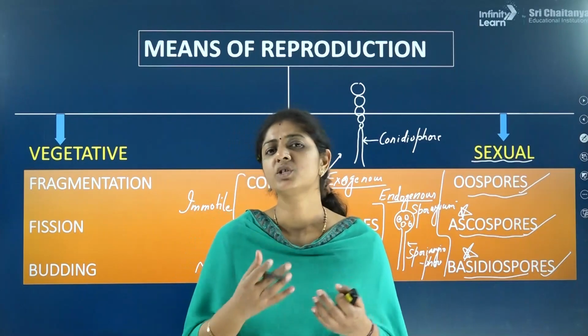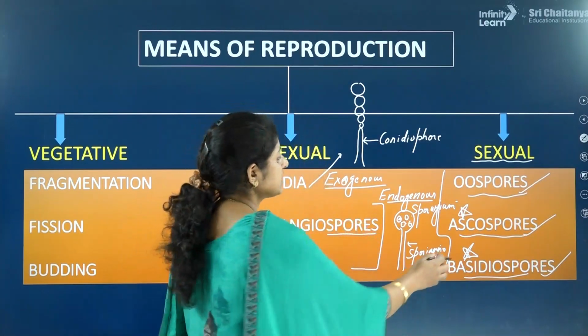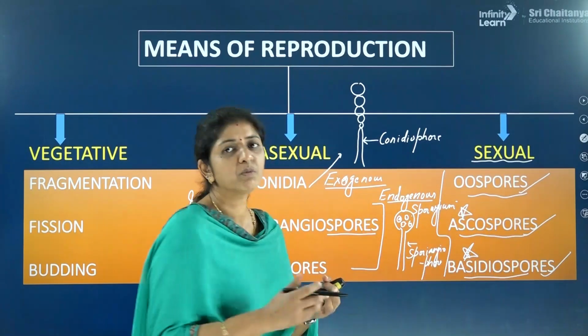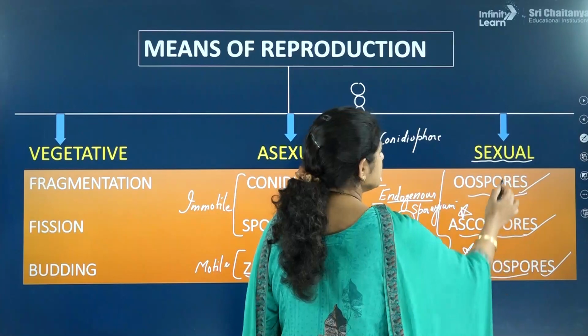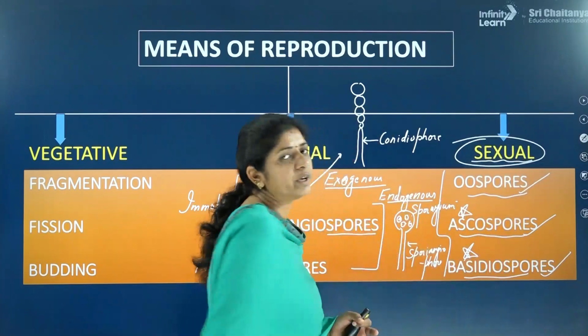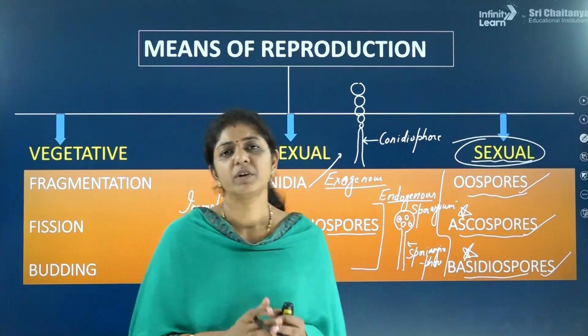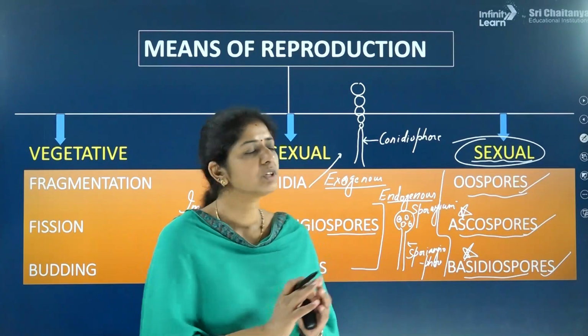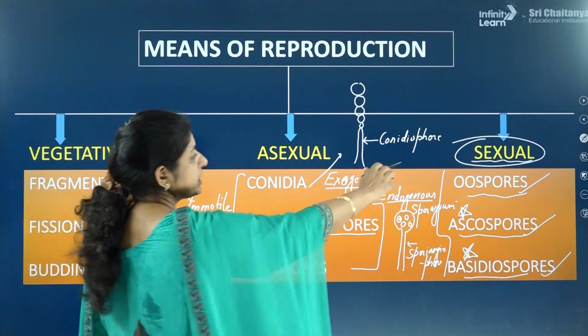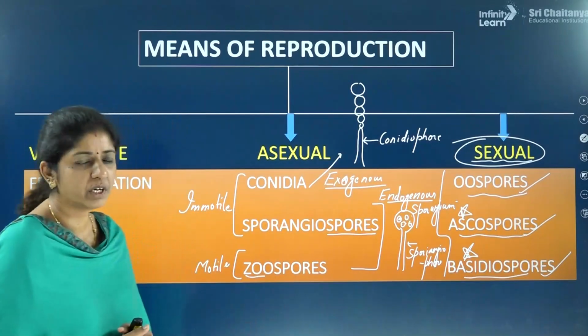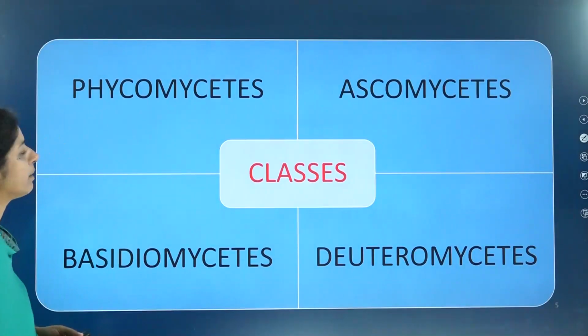To clarify that concept more, we have to discuss the ascospores and basidiospores in more detail, right? But you must remember oospore, ascospore, basidiospores are the products of sexual reproduction, right? So this is the layout of the means of reproduction. Now we are going to take the sexual means of reproduction in more detail. Let's see here what happens.